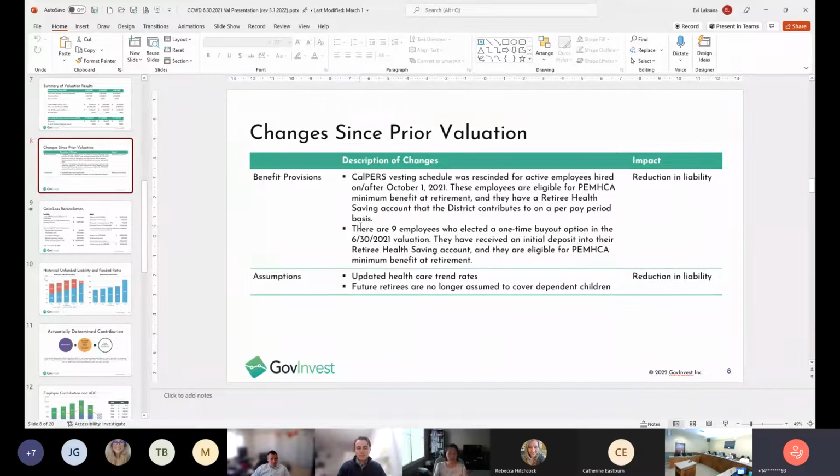In addition to the benefit provision changes, there are also a few assumption updates that we make. These are typical assumption updates. So every time we do a full valuation, we review all the assumptions that are used in the valuation to make sure that they are still in line with the expectation or historical experience. So both changes that I've mentioned reduce the liability since the last valuation.